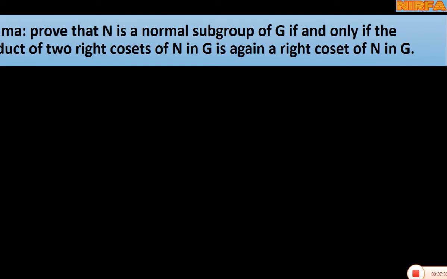Now we'll see another lemma. Prove that capital N is a normal subgroup of G if and only if the product of two right cosets of n in G is again a right coset of n in G. So again, in this theorem, the statement involving if and only if, that's why first of all I'll suppose n is a normal subgroup of G. So begin proof. Suppose that n is a normal subgroup of G.